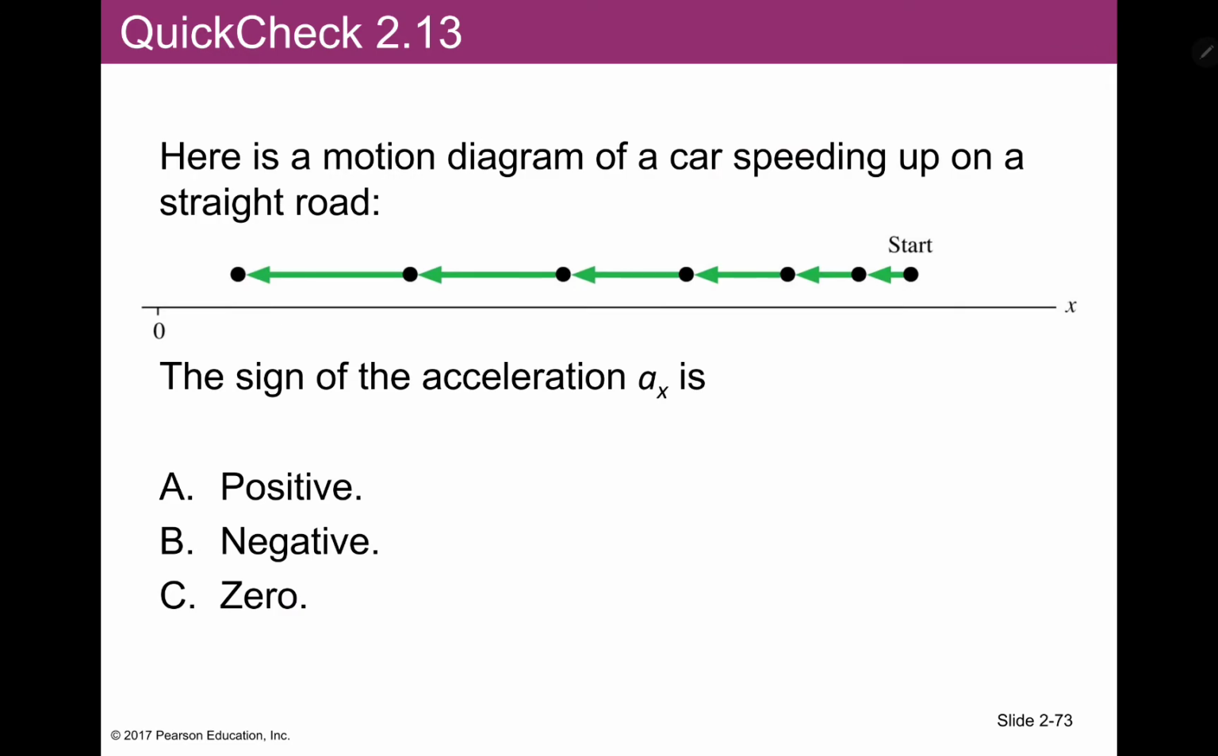Another question related to acceleration. Here is a motion diagram of a car speeding up on a straight road. It's speeding up to the left. This is the starting point, and this green arrow shows the velocity. The size of this green arrow increases, so velocity is increasing. So basically it's accelerating to the left. Question: the sign of the acceleration. Of course, it's negative. Why is it negative? Because our x-axis is directed to the right, so everything directed to the right, for velocity or acceleration, will be positive.